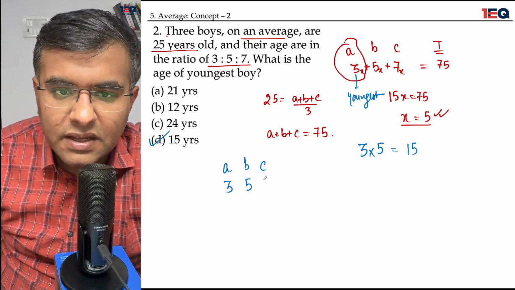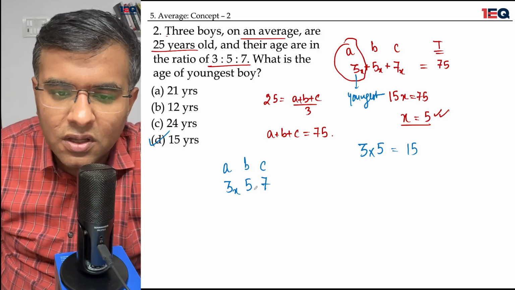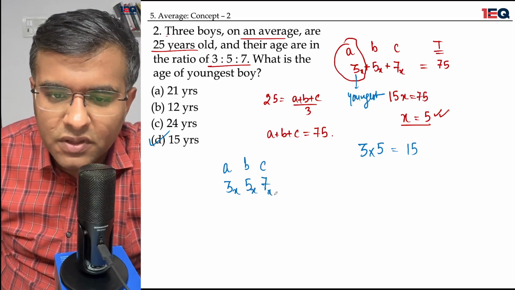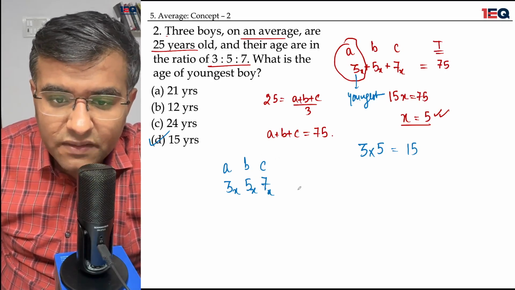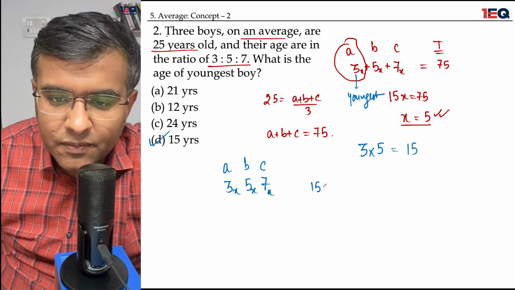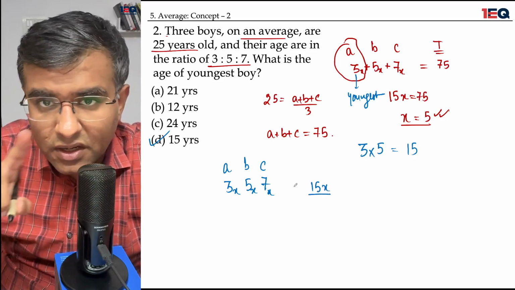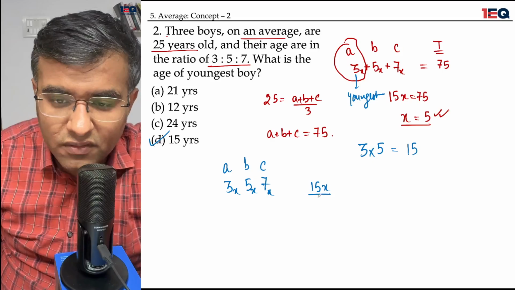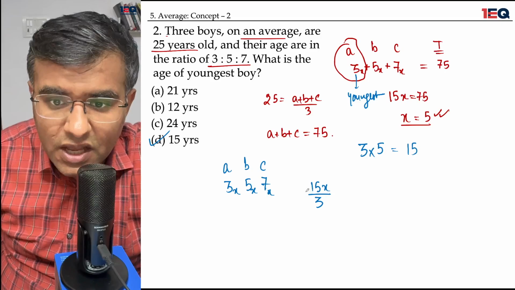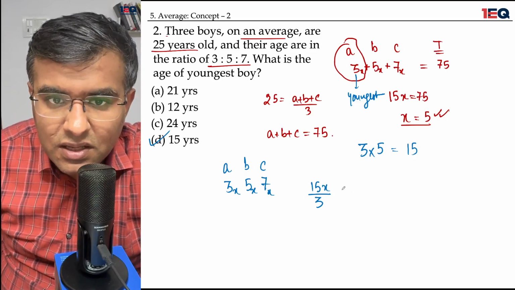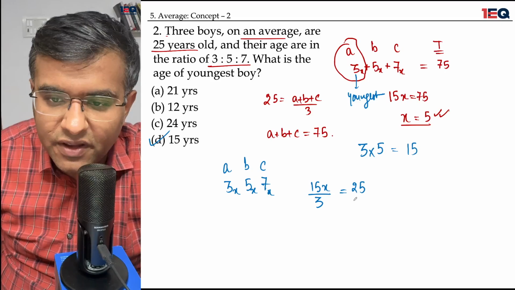The second way to follow it up is I have three ages of A, B, and C given as 3x, 5x, and 7x. Using x so as to remove the ratio sign. 3x plus 5x plus 7x gives me 15x. According to the question, the average of the three ages is equal to 25 years.